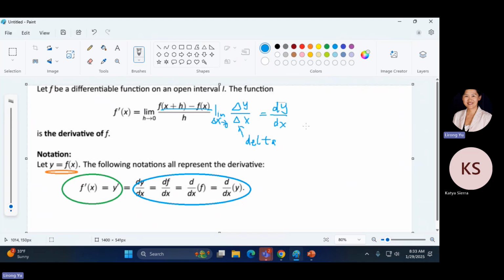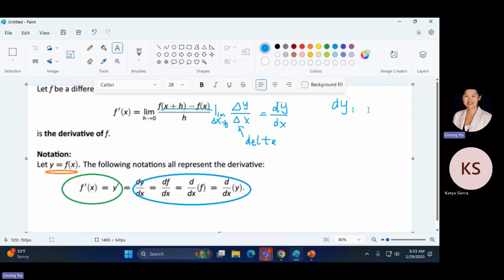And also, we have a name for each individual one of them. This is called the derivative, and we say the function is differentiable. We call this the differential of y.